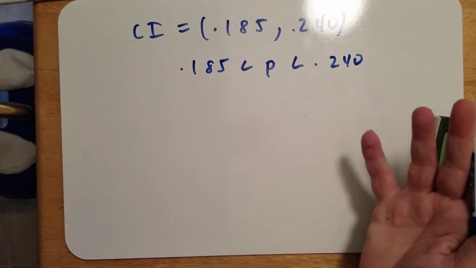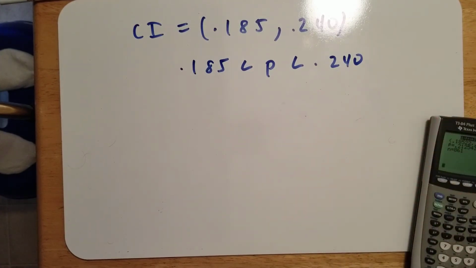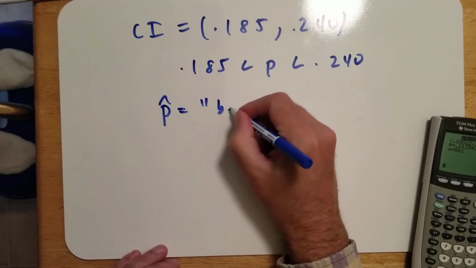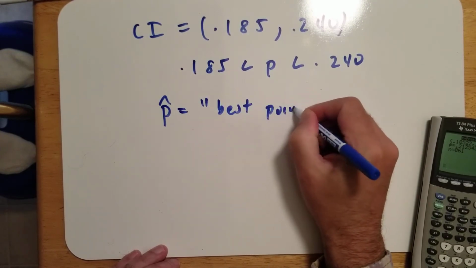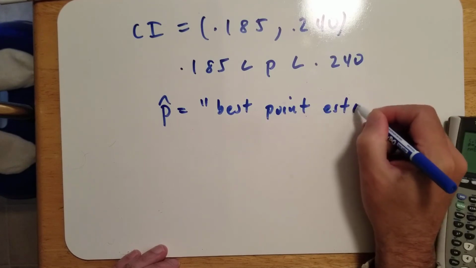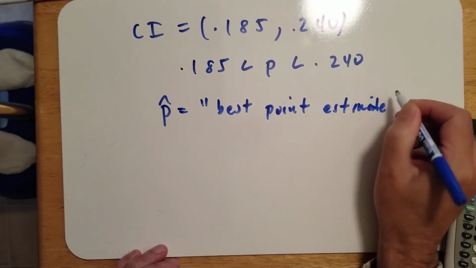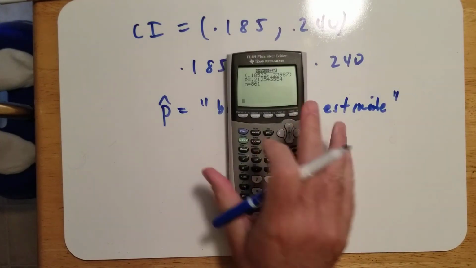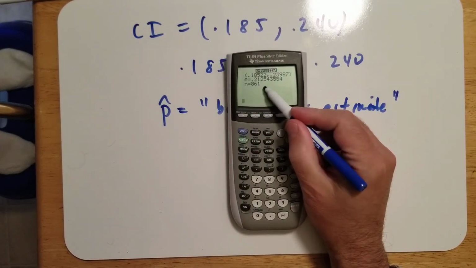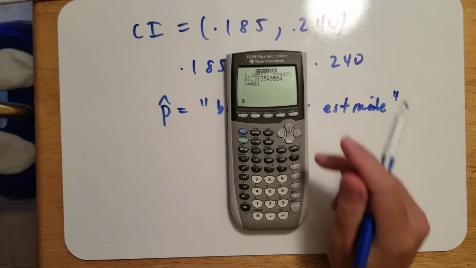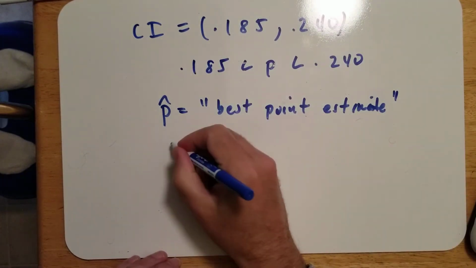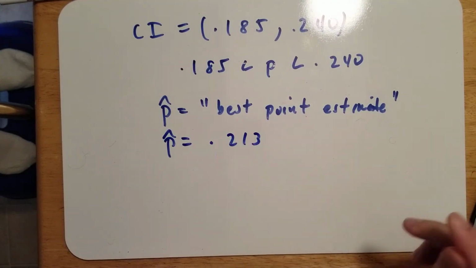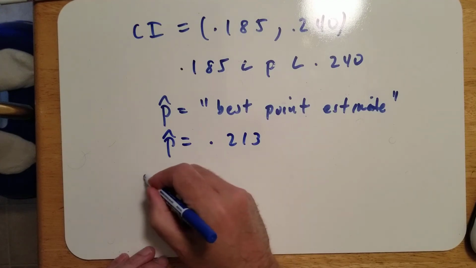Now the homework is going to ask you for the best point estimate, which is called P hat. The best point estimate is equal to the sample proportion, which the TI calculator spits out. It's this P hat, 0.213, rounded off to 3 decimal places. So in this case, the calculator spits out 0.213, and then it also asks you for the margin of error.